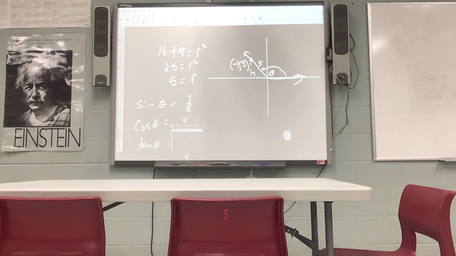Okay, everybody good on the first three? Now for your next three, if you can remember which one's the reciprocal of which, all you have to do is flip them. So cosecant of theta would be 5/3. Secant of theta would be -5/4. And cotangent of theta would be -4/3. Not too bad, huh?